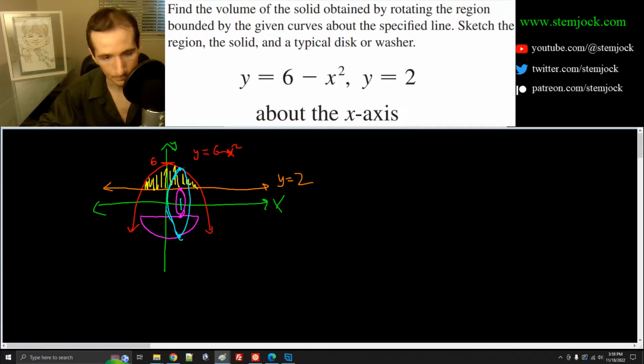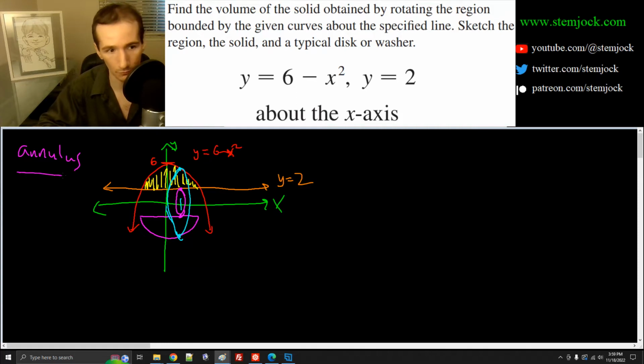So this disk that has a hole in it is called a washer. In calculus, it's known as a washer, but in physics, it's called an annulus. That's spelled A-N-N-U-L-U-S. So this is another word we use in place of washer sometimes.